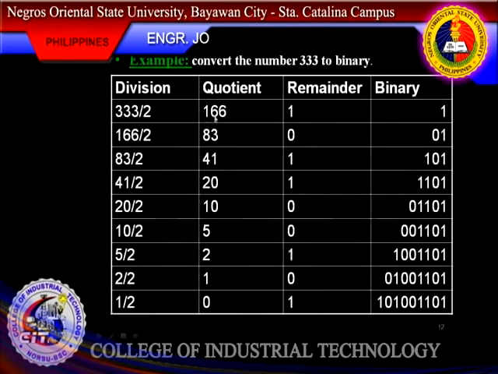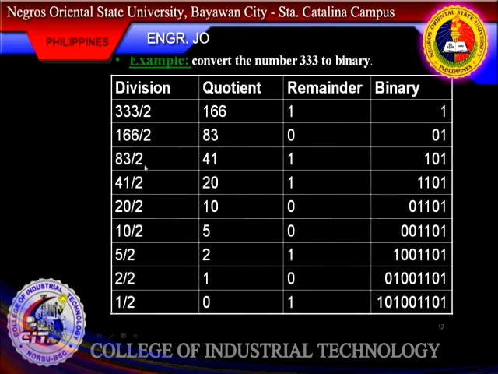Then we have 166 divided by 2. That is 83. 83 times 2 is equal to 166, so there is no excess, the remainder is 0. So we add 0 from this remainder.